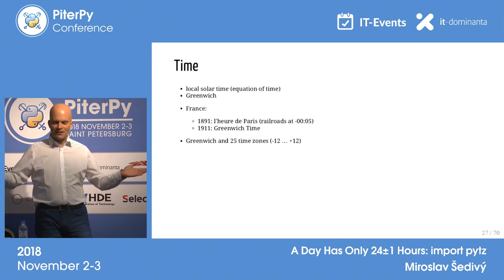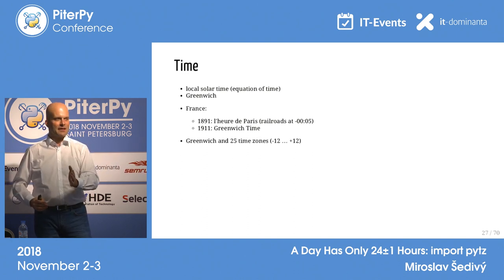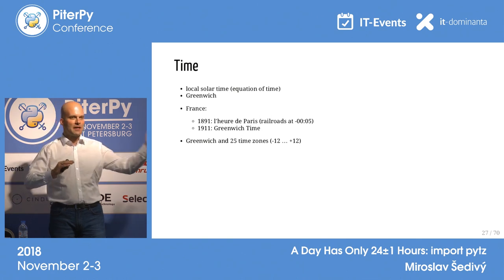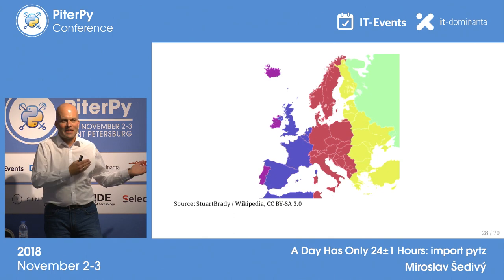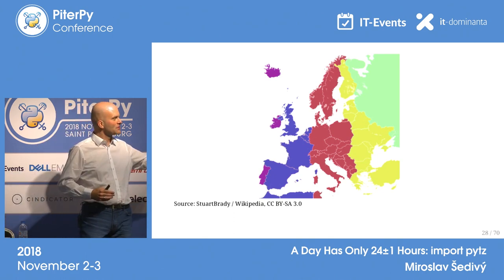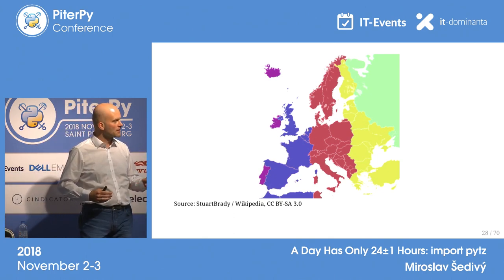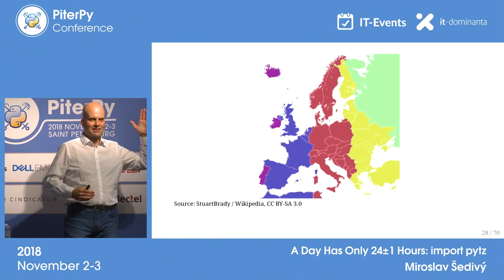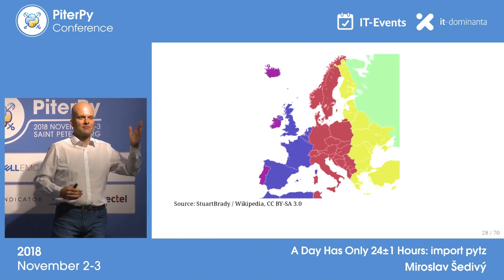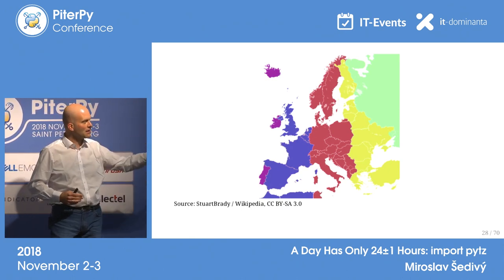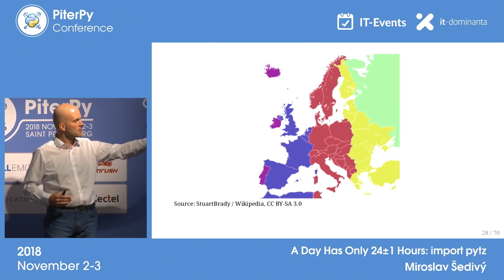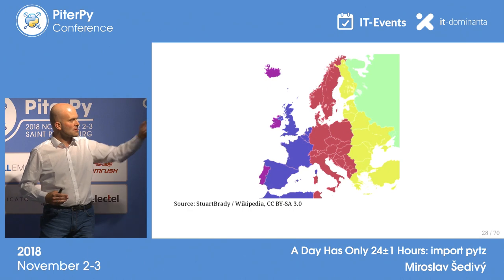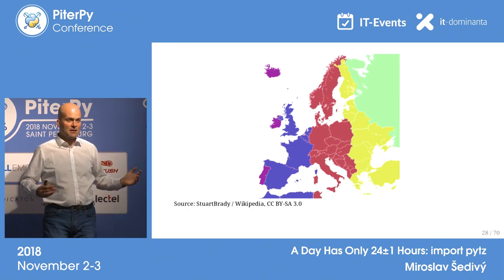So this would be the ideal world. We have UTC in Greenwich, plus 12, minus 12 hours around the world. And in Europe it would look like that. Okay, 100 years ago the borders were a little different, but these are actually the ideal time zones that should be today. You have London in the middle, 15 degrees to the east is Prague, approximately, and then other time zones.